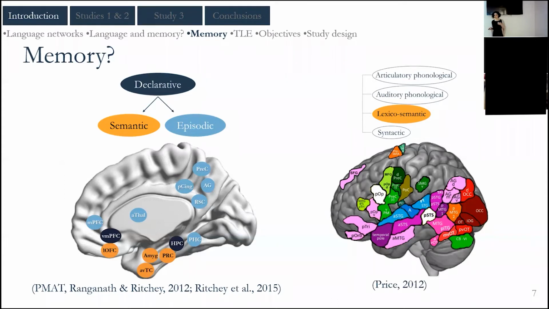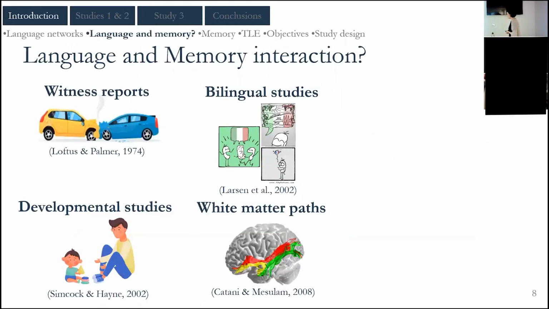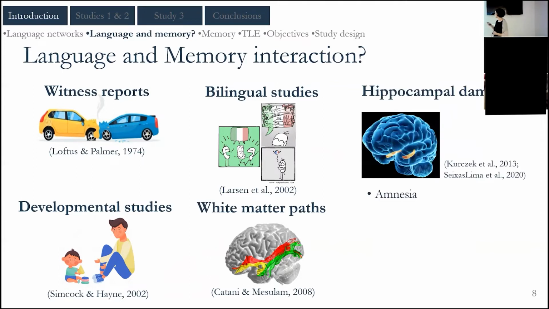However, now we can ask, does the interaction between declarative memory and language happen only through semantics? Or are there some episodic contributions? So is there any evidence of language and episodic memory interaction? Yes, there is, and we have evidence from different research fields. For instance, research on witness reports shows us that language can influence memory retrieval. Research in developmental psychology and bilinguals shows us that language becomes part of an episode. And also language and episodic memory share some white matter paths, such as the uncinate fasciculus.